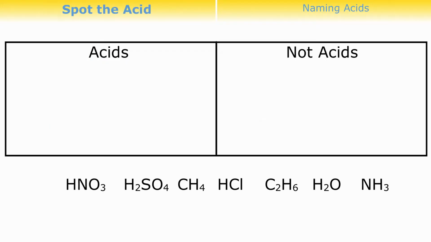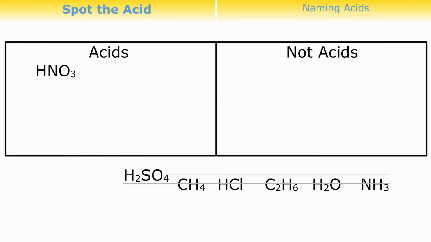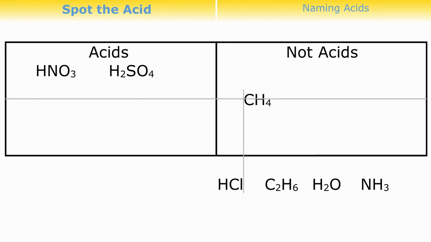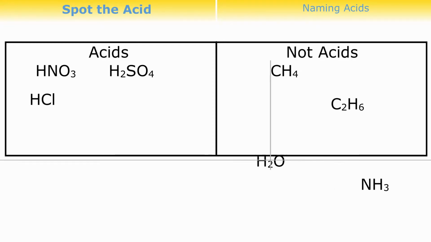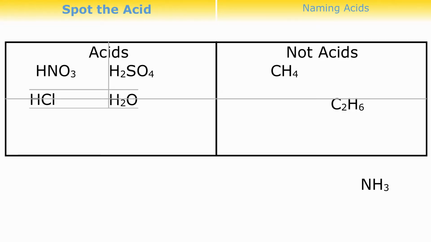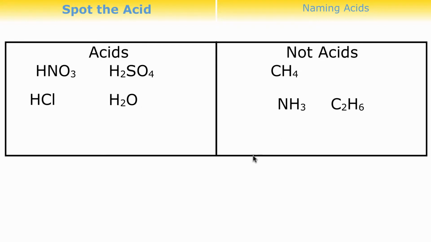Here's maybe just a quick little exercise that I can demonstrate. This one is an acid: nitric acid, sulfuric acid. Methane's not an acid, hydrochloric acid is, ethane's not an acid. Water has a hydrogen and it can give up that hydrogen, so in some cases water can be considered an acid. NH3 is not an acid, it's a base.